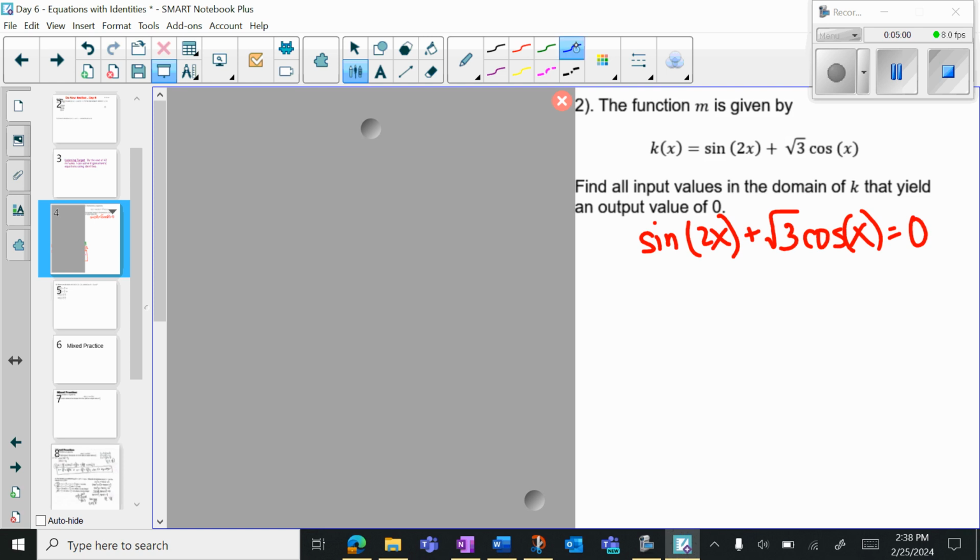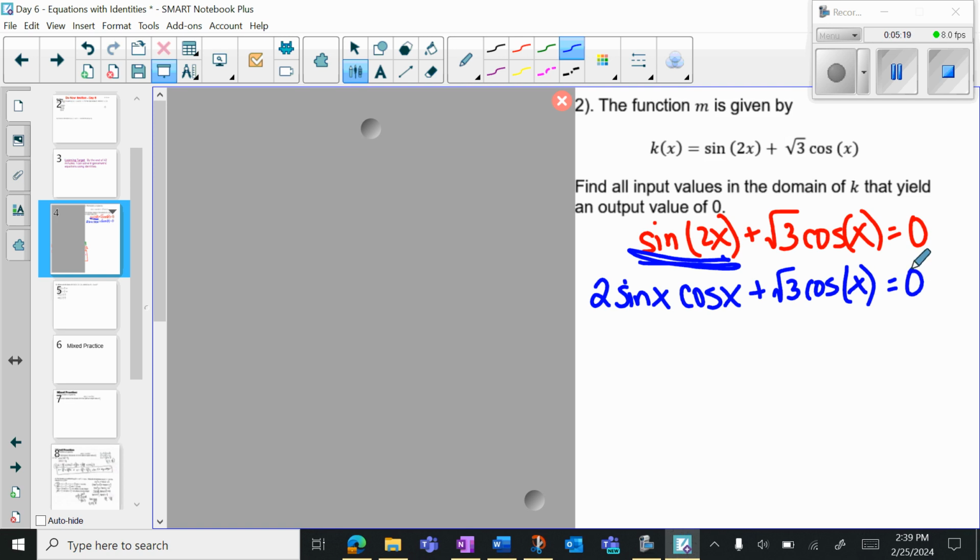Now this time I'm going to replace sine of 2x with one of my double angle formulas, which is 2 sine of x cosine of x. And then bring down the plus radical 3 cosine x is equal to 0. Now this becomes a factoring question. Notice that I have cosine of x in both terms, so I'm going to pull that out like a GCF. So I have cosine of x, open parentheses, 2 sine of x plus radical 3, all equal to 0.